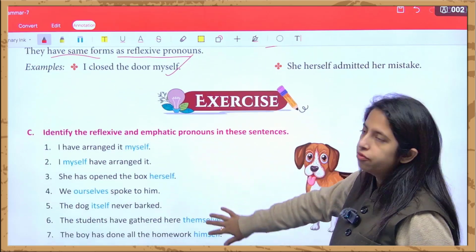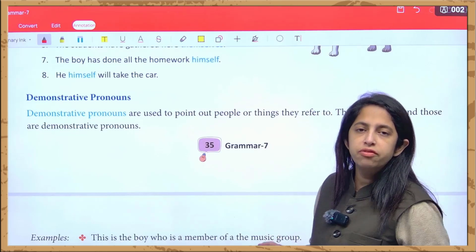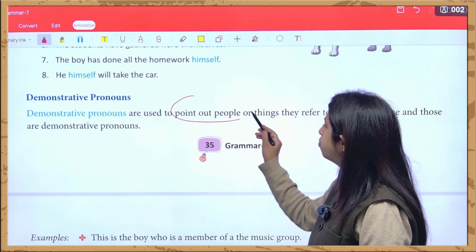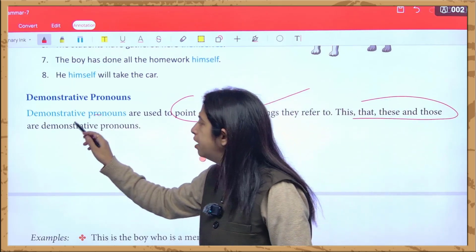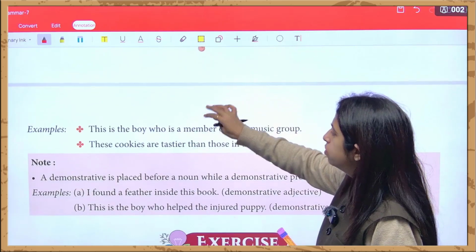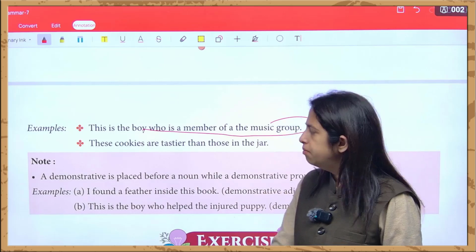On behalf of this, you have to complete this exercise on your own. Moving on to demonstrative. Demonstrative, this, that, these, those. They are basically used to point out the people and of course the things. जैसे कि this, that, these, those, ये सब क्या है? Demonstrative pronouns है. Now, this is the boy who is the member of the music group. ये वही लड़का है जो music group का member है.